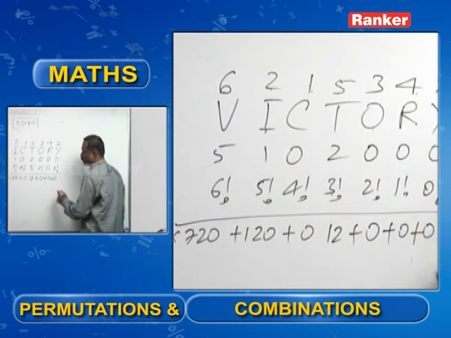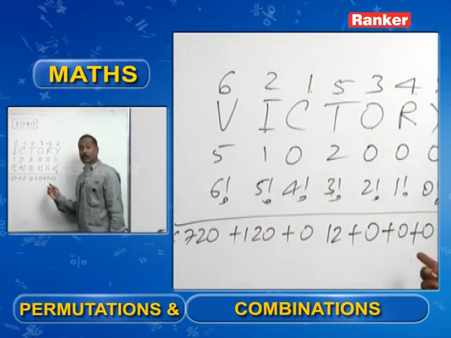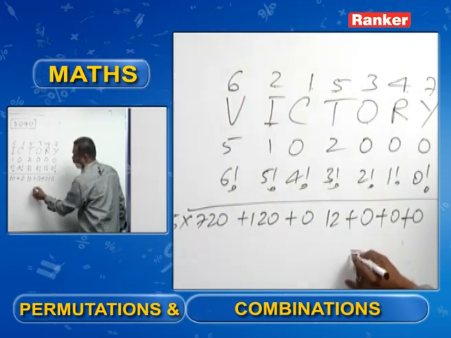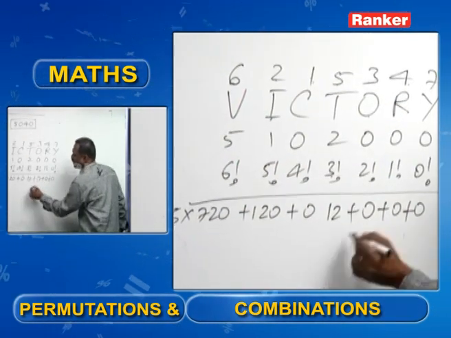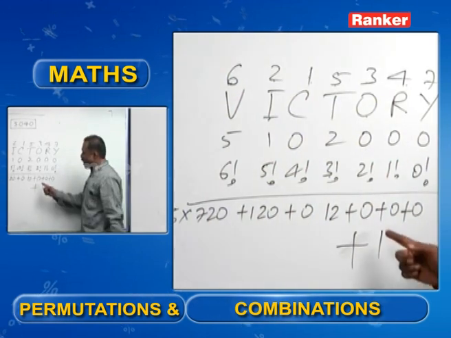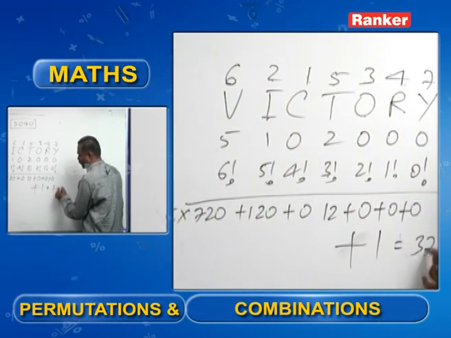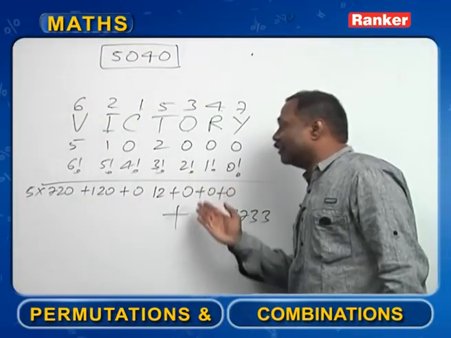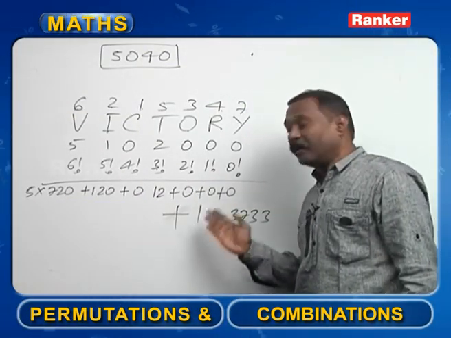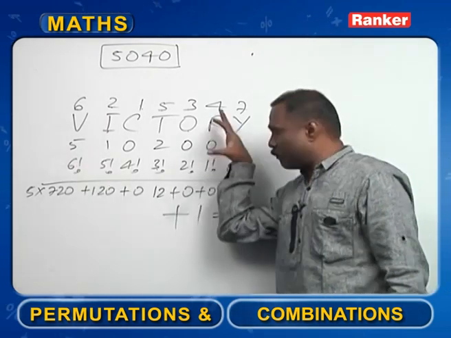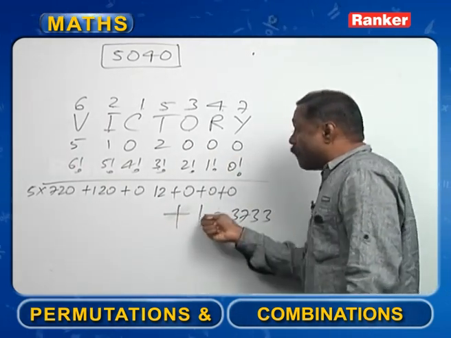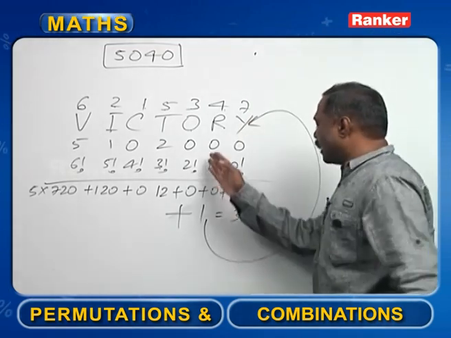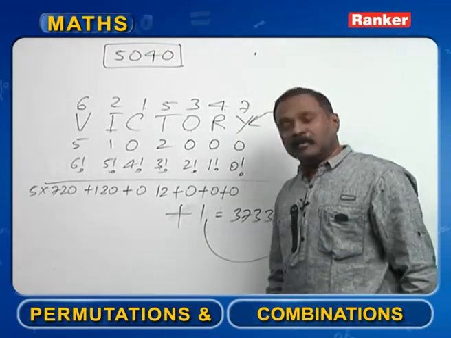That means these are the different arrangements before VICTORY, but there should be one arrangement for VICTORY itself. So add 1 to this, then you will get 3733. This is the short form of finding the rank. So take 0 factorial to 6 factorial, multiply together, and finally add plus 1 for VICTORY, and the final rank will be 3733.